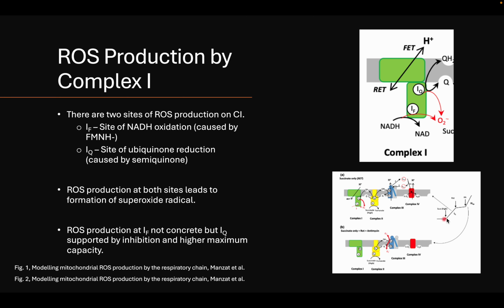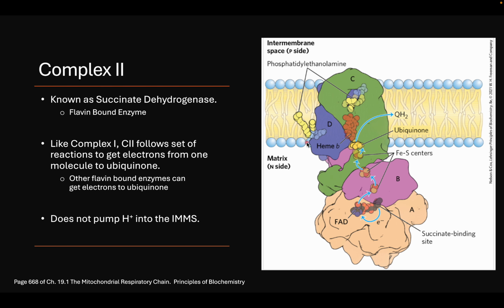This is also seen right here as well. Moving on, we have complex 2. Complex 2 is known as succinate dehydrogenase, and this enzyme was first introduced back in chapter 16 as part of the TCA cycle. Now in the electron transport chain, the FADH2 that was formed in this TCA is now used to reduce ubiquinone, similar to complex 1, where your FADH transports electrons through iron sulfur centers to ubiquinone to make ubiquinol.